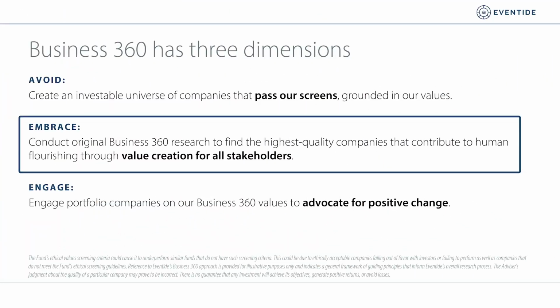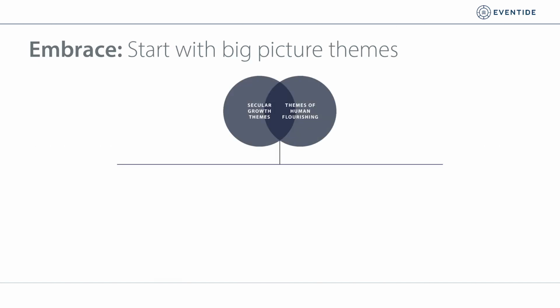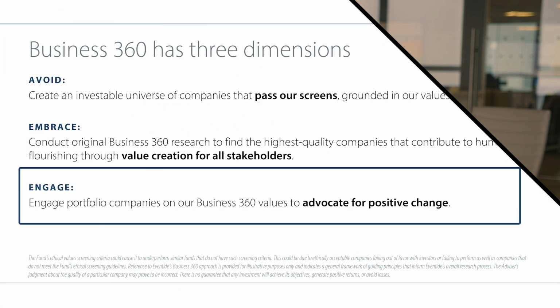And so this is where we come to the embrace piece. We're looking for excellent companies that are truly creating great good for the world. We're looking for secular growth themes, that's the performance part, and themes of human flourishing, that's the better world part. And so some examples of this are pediatric and orphan diseases, transportation 2.0, what is transportation going to look like in the future? How can we be investing in that now? And cybersecurity. These are some examples of the big picture themes that we would look at. And then within those themes, we're looking for who is on the edge of innovation, on the frontier, and doing their work with excellence, operating lean.